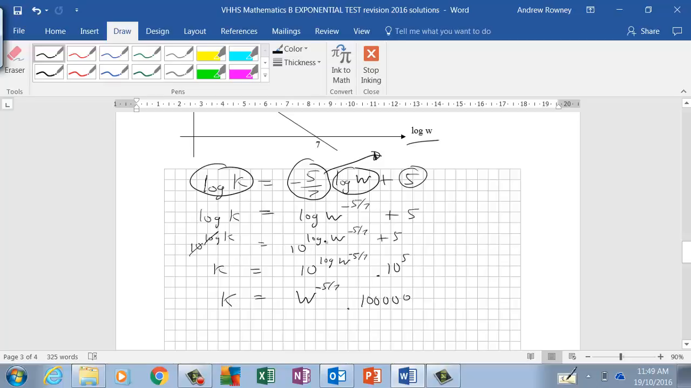And this is 10 to the log of the whole thing, it's 10 to the whole thing, 10 to that whole power. Now when you raise 10 to a power and the power has a plus, that's equivalent to 10 to the first term times 10 to the second term, because indice rules means when you multiply bases you add the powers, so that's the rule in reverse. Now the 10 and the log wipe off, giving us w minus 5/7. 10 to the 5 is 100,000, so there's our final answer for k.